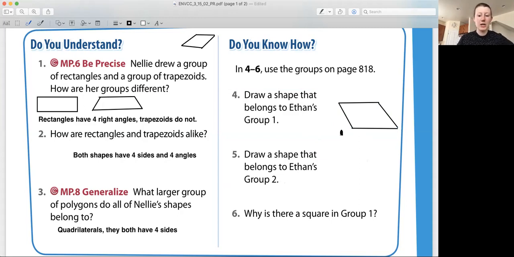Okay, draw a shape that belongs to Ethan's group 2. So Ethan's group 2 are trapezoids. Trapezoids need to have one group of parallel sides. So if you look, these lines are parallel, but these lines are not, okay? So I can do that, but I don't have to make it the exact same shape as that other trapezoid. So I'm going to make two parallel lines.